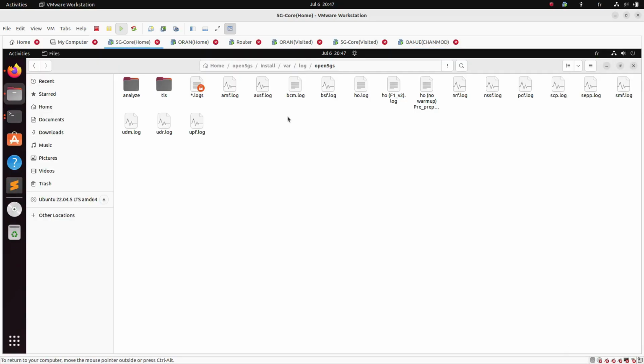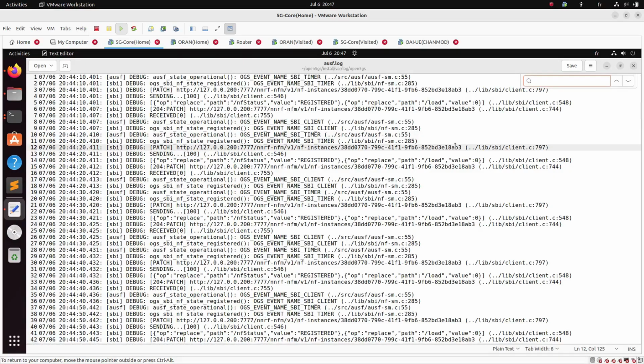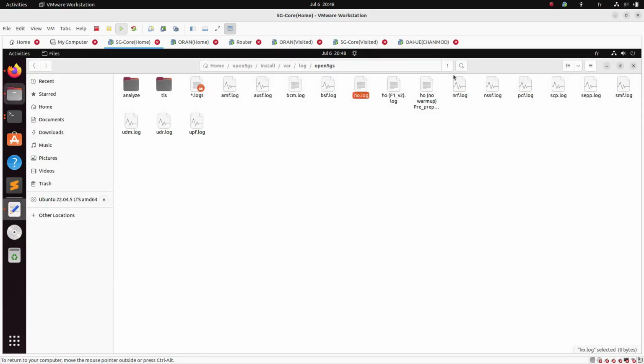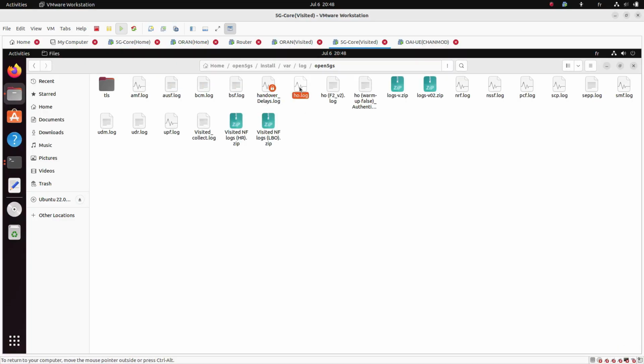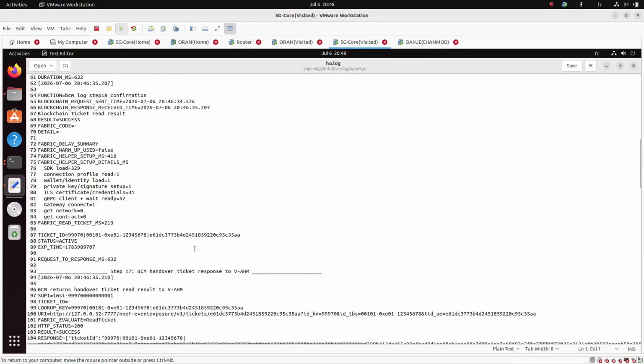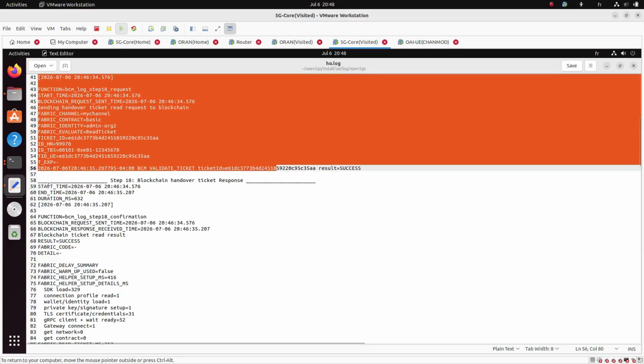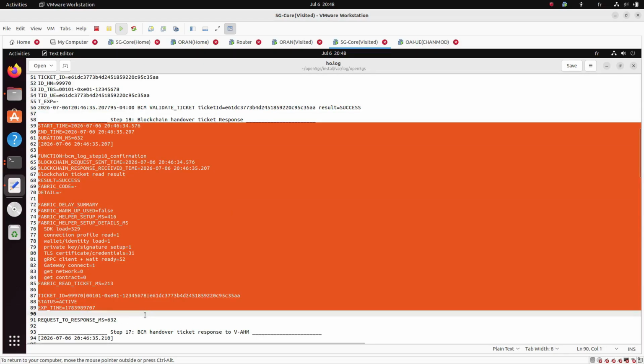If we look at the home core network, there is no 5G AKA procedure, only the deregistration. Instead, we see the blockchain ticket request from the visited PLMN, confirming that authentication in the visited network is performed entirely through the blockchain.